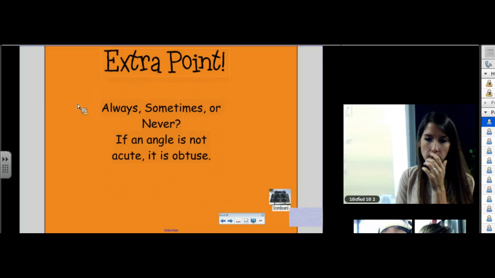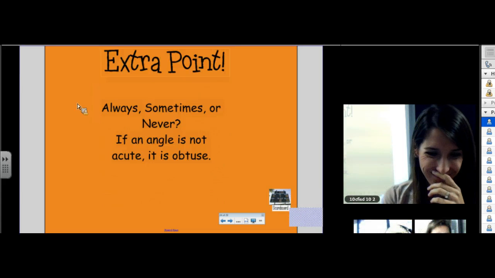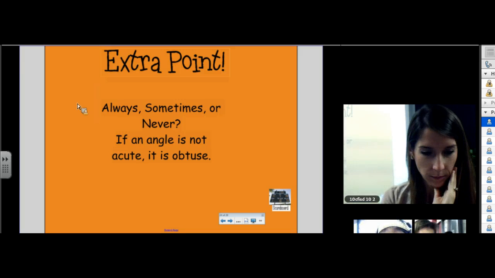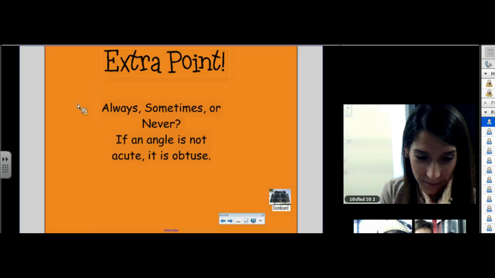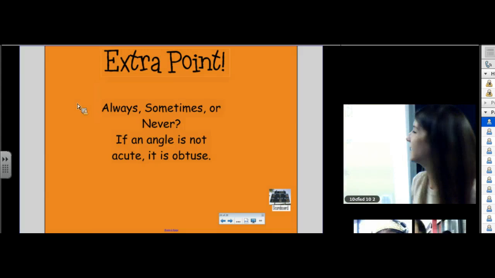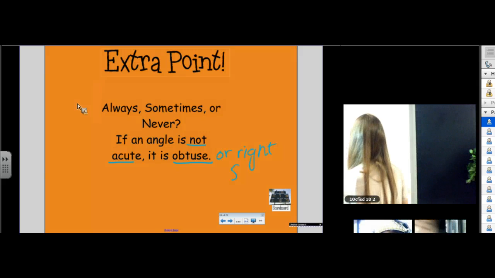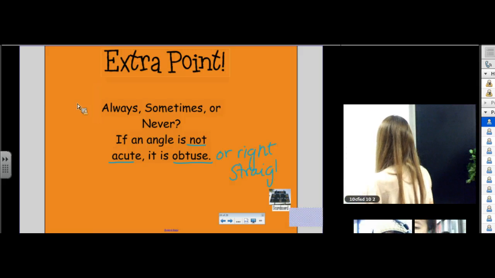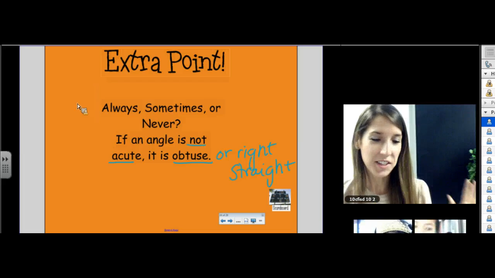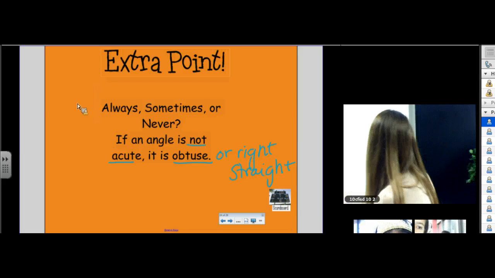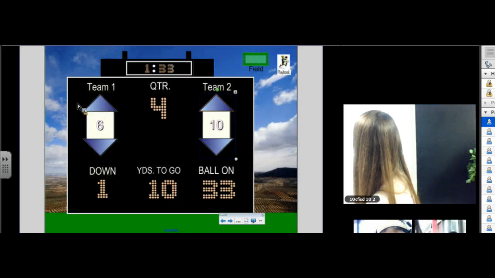If an angle is not acute, it's obtuse. Sorry, what? The answer is sometimes. If the angle is not acute, it could be obtuse, or it could be right, or it could be straight, right? It has options. That angle has options. So that one is sometimes. Very good. Okay, so scoreboard, you're now at 14.